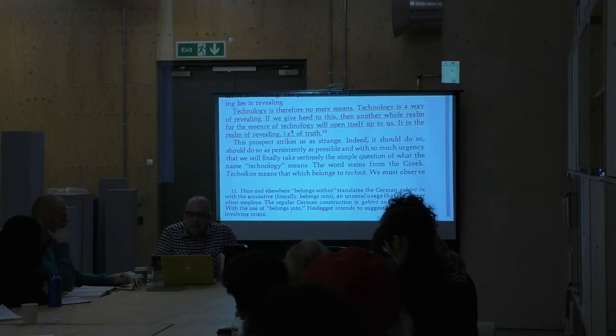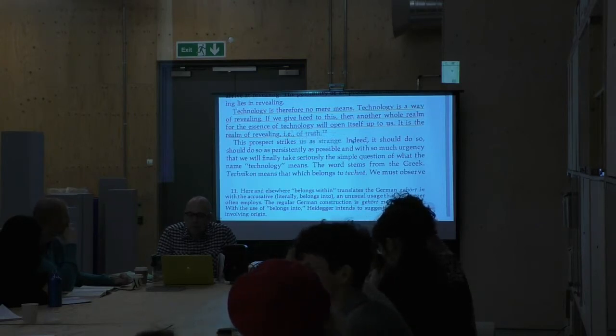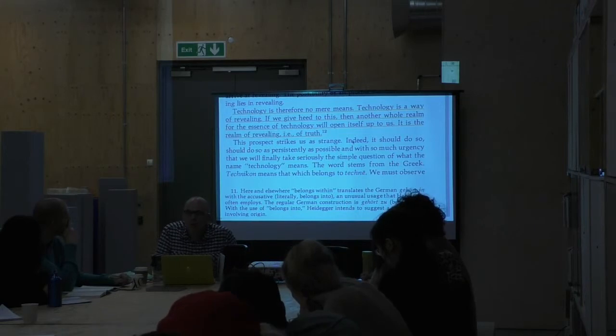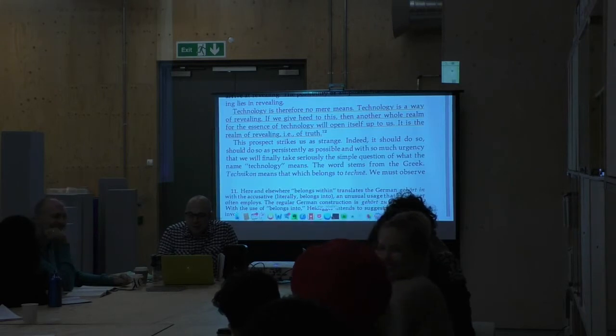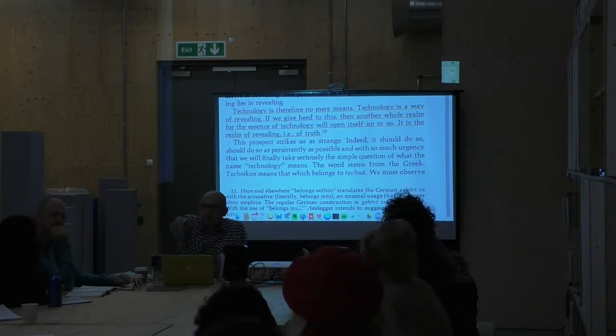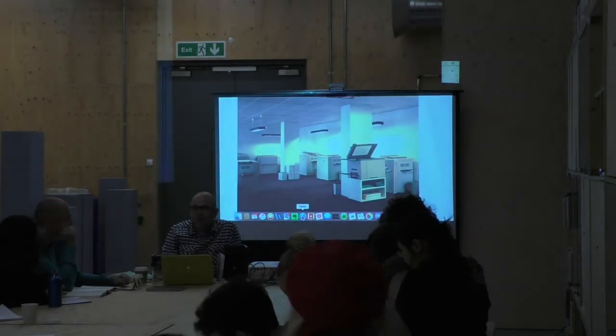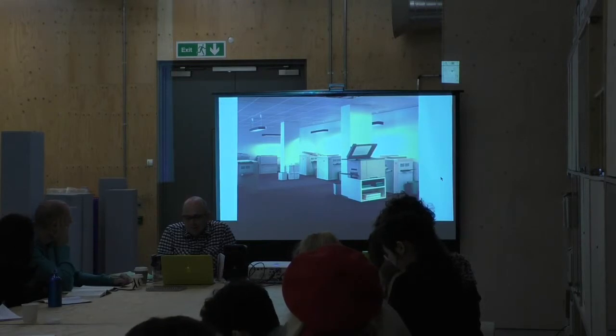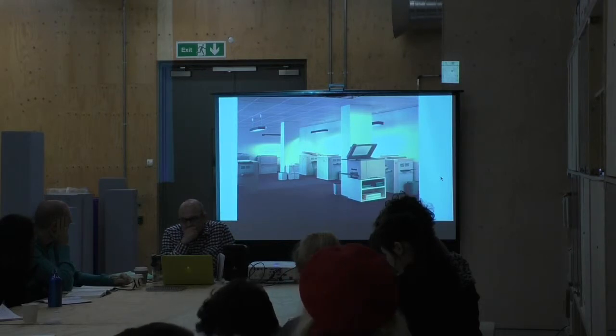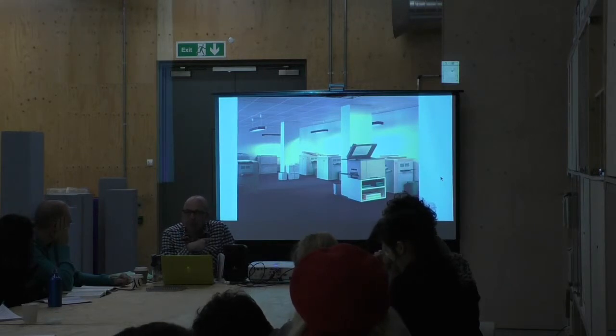Okay, but you read technology. Can you read it as photography? Do you have it in front of you? Well, we have this on the screen. Photography is therefore no mere means. Photography is a way of revealing. If we give heed to this, then another whole realm for the essence of photography will open itself up to us. It is the realm of revealing, that is of truth. Does it make sense now? Does it make sense in relation to Thomas Demand?